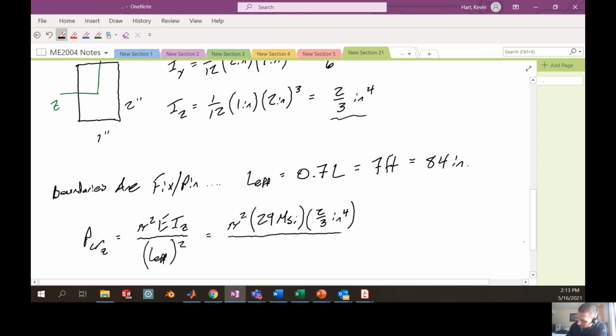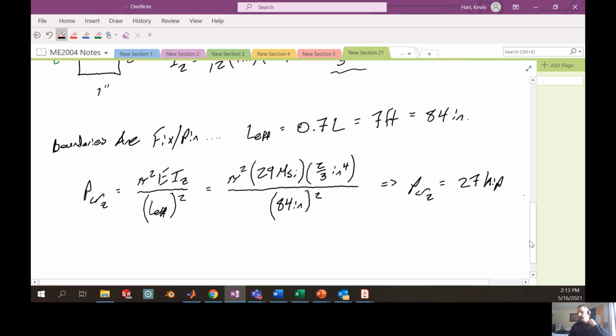All over my effective length for buckling about this z direction, which I calculated before as 84 inches. And don't forget, we have to square this. So my critical buckling load for buckling about Z, after you punch the numbers into your calculator, you'll get 27 kip.